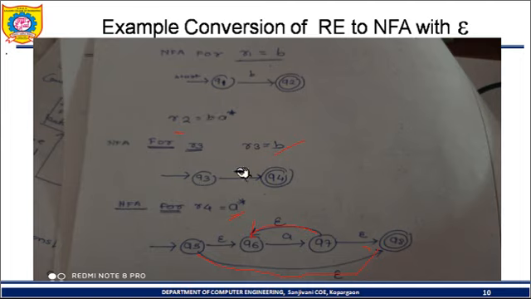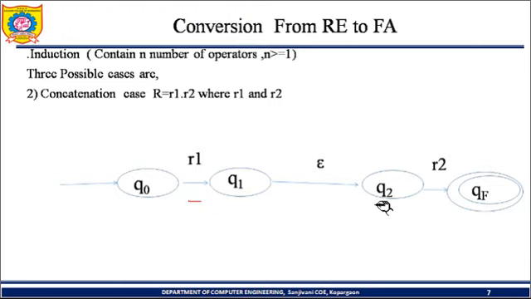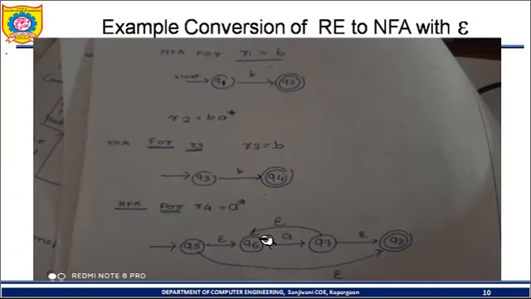So how to find it for R2? We need to perform the concatenation between R3 dot R4. R3 is B, R4 is A star, so I am going to join these two according to the concatenation rule. The concatenation rule indicates that we have to join R1 and R2, and there must be epsilon between R1 and R2. In the same way, here we need to apply the concatenation between R3 and R4, which will form R2, because R3 is B and R4 is A star.